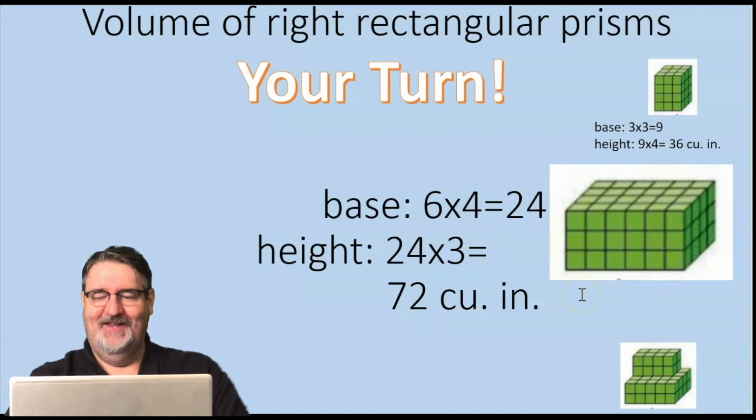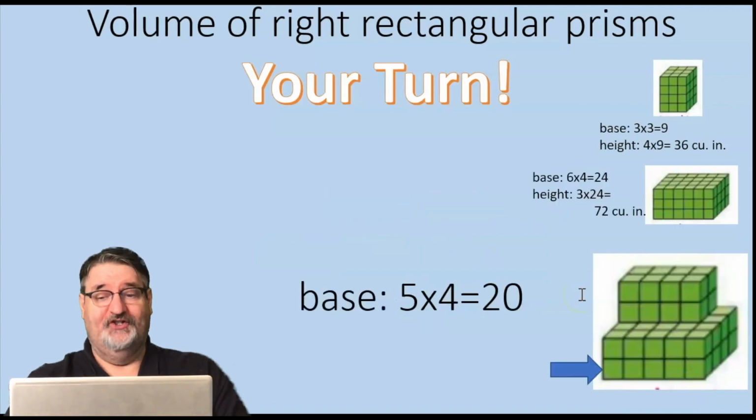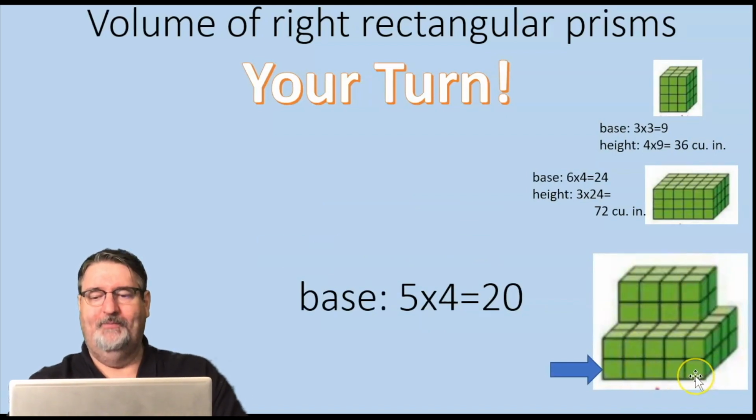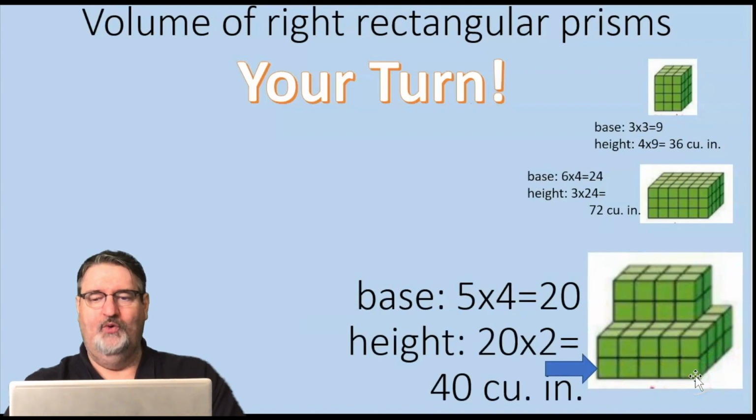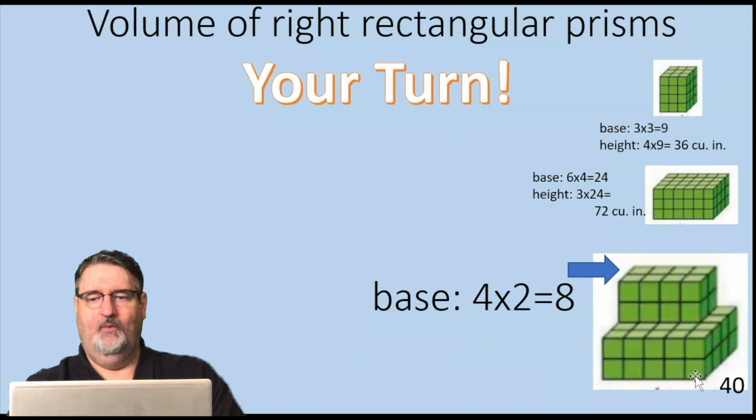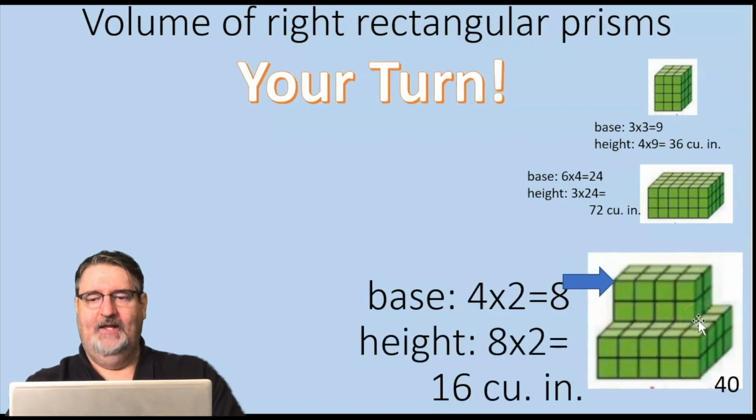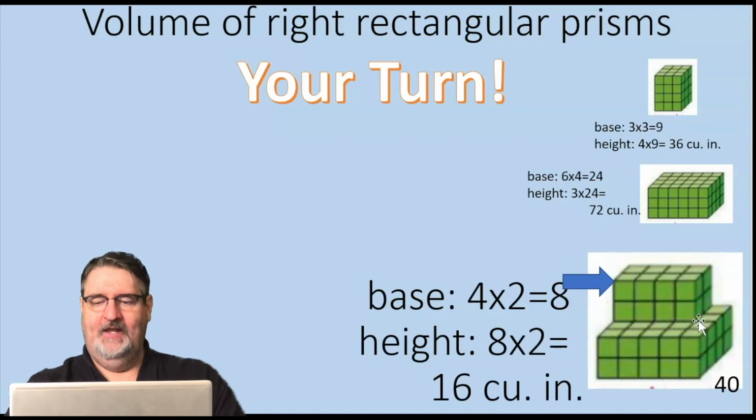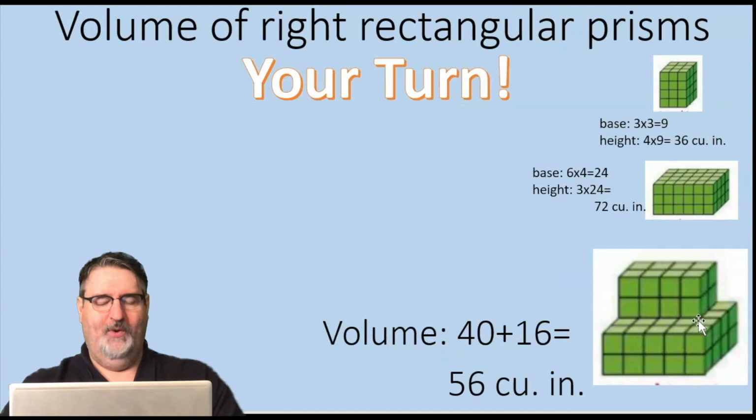All right, on this last one, there's two parts to this. The first one, the base is 5 times 4, and we come up with 20. The height is 2. And so 20 times 2 is 40 cubic inches. For the second one, the base is 4 times 2, and that's 8. The height is 2, so 8 times 2 is 16. And so we have to add those two. We have 40 plus 16 equals 56 cubic inches. And if you got that, you did an awesome, awesome job.